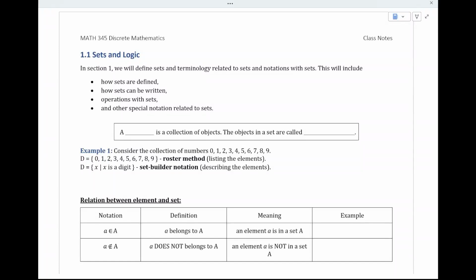In this section, we're talking all about sets. We're going to define sets. We're going to talk about different ways to write them, operations on sets, like different types of things we can do with sets, etc. So first, let's define what is a set.